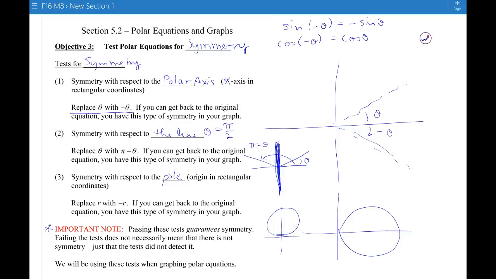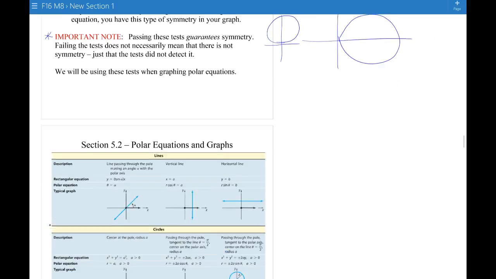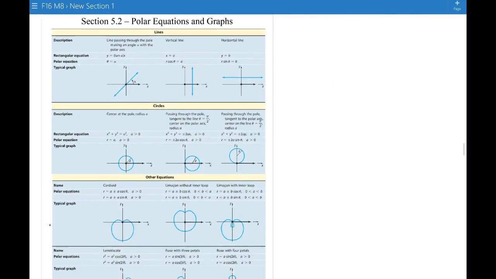You're going to run into other things in math that work this way, so just start getting used to it now. If you pass the test, it guarantees symmetry. If you don't pass the test, you don't know. You have to do more work. You just have to do the whole graph. We'll be using these tests when we're graphing polar equations to help speed up our work.